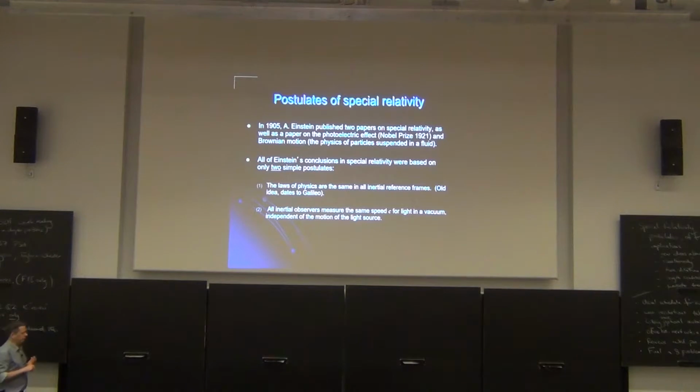And then the second postulate, and it's very concise, but the wording, as always, is important. All inertial observers measure the same speed of light, in vacuum, if you will, independent of the motion of the light source. In fact, a corollary to that might as well be independent of the motion of the observer, but this is sufficient. So that's a single sentence, but it actually has enormous implications, okay?